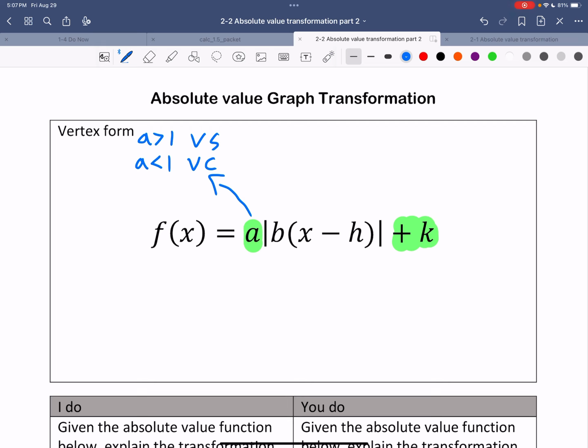K is also outside of this absolute value, as you can see. So this one is also up and down. If it's a plus, it's going to go up. If it's a minus, it's going to go down.